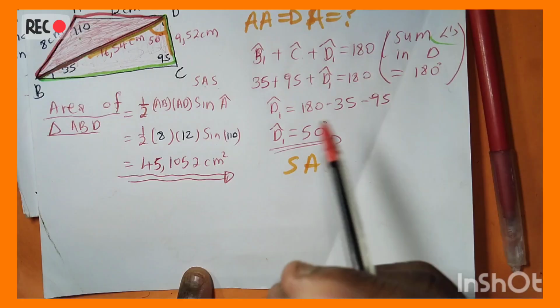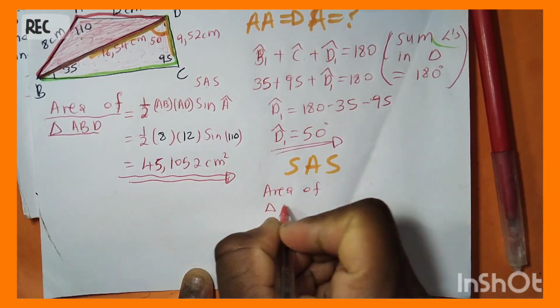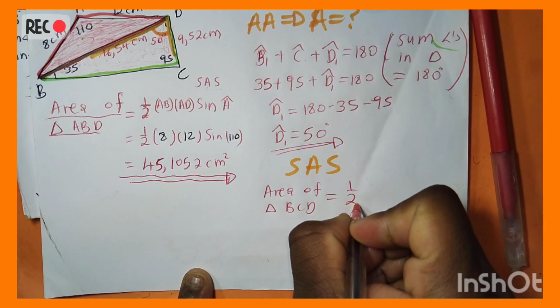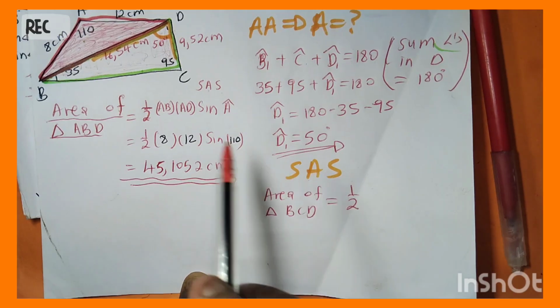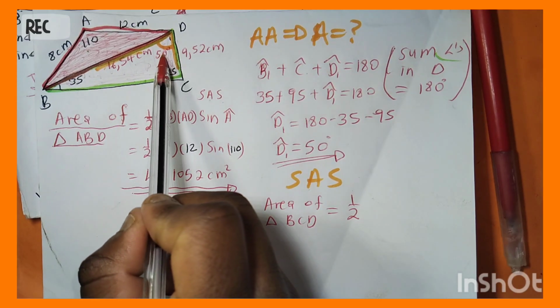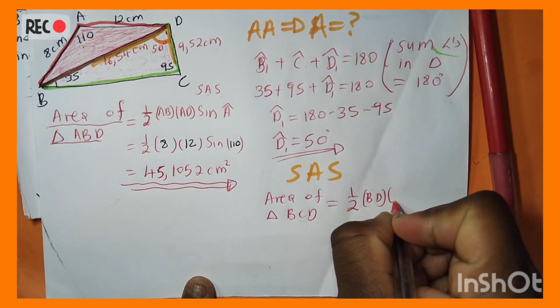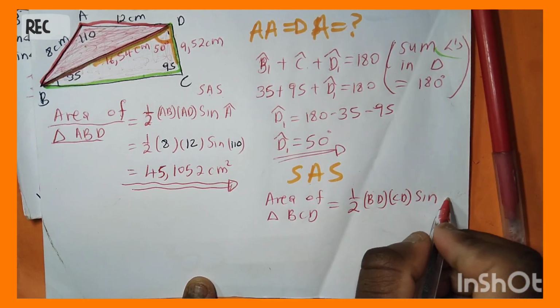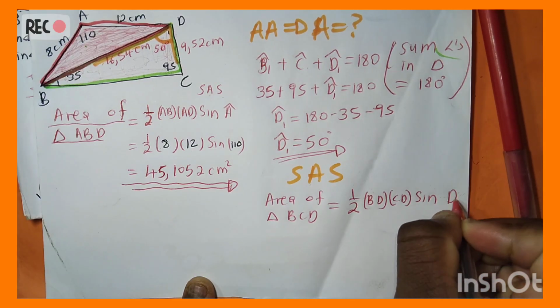How do you get now the area? You just say now the area of triangle BCD will be half. You multiply these two sides which form that angle. Those two sides, guys, which form this angle, it will just be BD multiplied by CD, and say sine. Put the angle which is formed by these two sides, that angle there, that's D1.